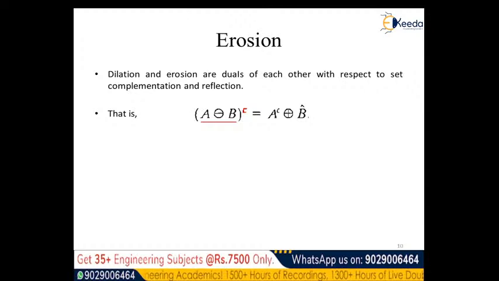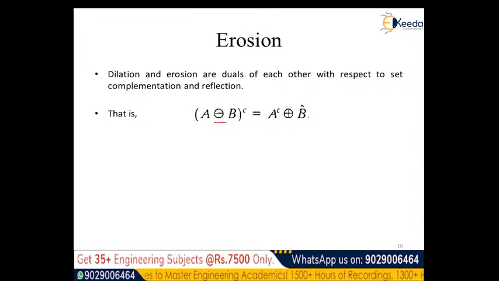So small c is representing complement. Complement means taking those elements from the parent set which are not the constituents of the one that you are showing inside the bracket here. So this is the complement here. The complement of A eroded by B is equal to A complement dilated by B cap here. So this is the reflection here, and you see I have made it familiar with the symbol of erosion.